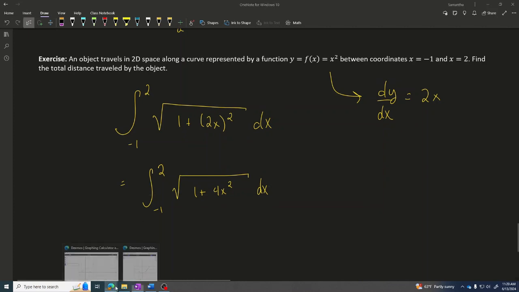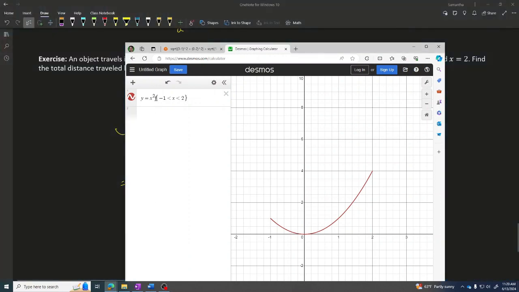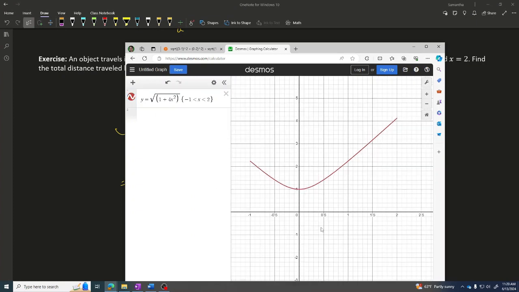So let's go to Desmos and see if the area underneath the function that I am integrating, square root of 1 plus 4x squared, is something that I have a geometry formula for. But I think the answer to that question is no. The area underneath the function I am integrating looks like a pretty unusual shape.